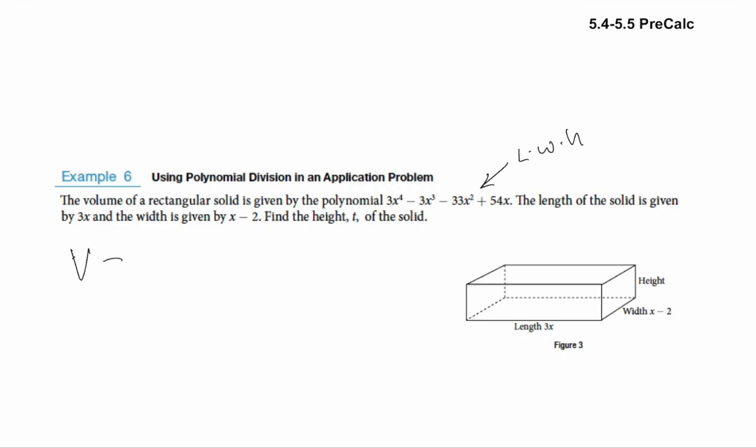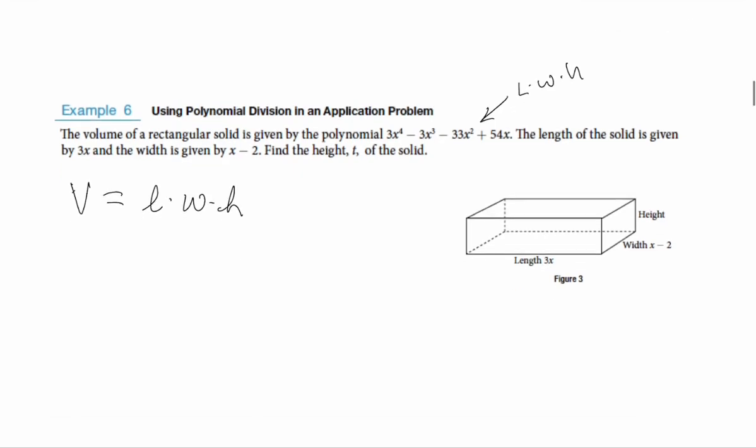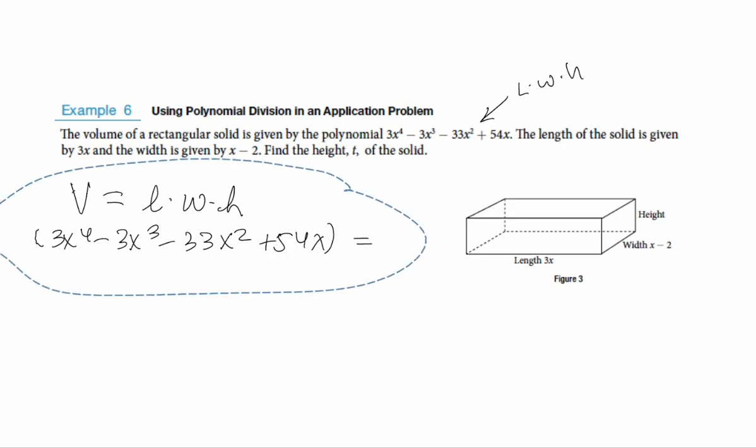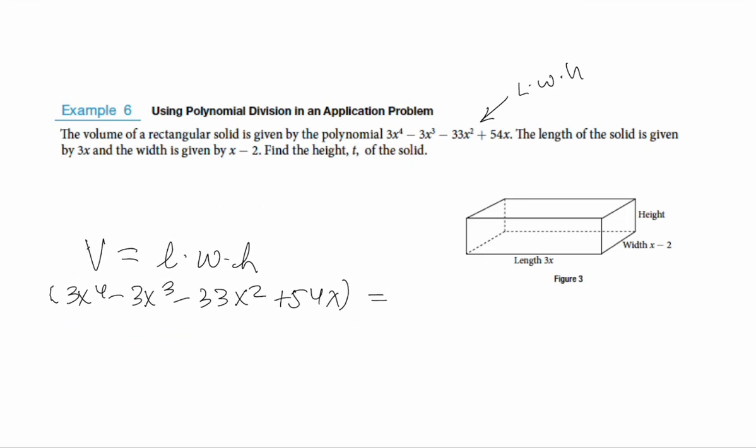Remember, we want to know the height. So volume is length times width times height. Let's fill in what we know. So 3x to the fourth minus 3x cubed minus 33x squared plus 54x is the length, which they told us was 3x, times the width, which they told us was x minus 2, and we want to find the height.